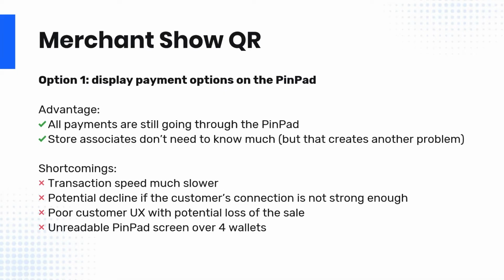What are the advantages of this method? All payments are still going through the pin pad. Training for store associate looks simple. However, let's look at the shortcomings. First of all, the transaction speed is incredibly slower. You face potential decline if the customer's connection on their phone is not strong enough. Their 3G, 4G, Wi-Fi connection. So think about it, in a mall when you're in the basement of the mall, the food court where nobody is getting any type of reception.